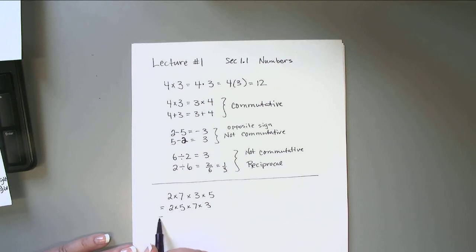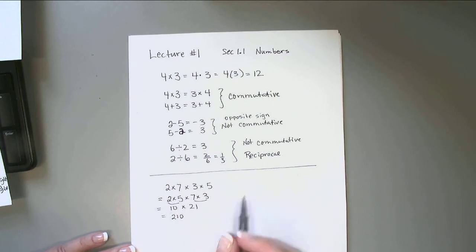Now, because multiplication is commutative, we can actually multiply these in any order that we want. And now 10 times 21 is 210, and that was much easier. So that's called the commutative property.